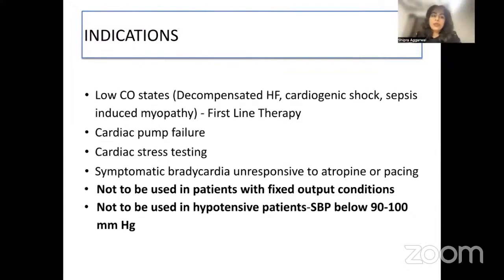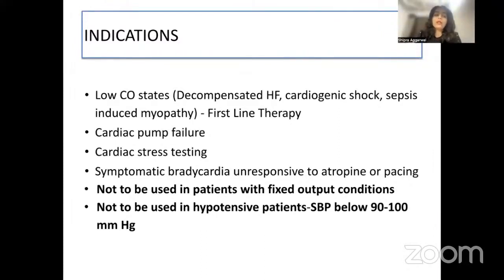Now, the indications for the dobutamine is that it has become the first line therapy in the low cardiac output states like cardiogenic shock, decompensated heart failure, and sepsis-induced myopathy. It is because it's an inodilator. So it will result in increased inotropy and chronotropicity along with vasodilation. The other most important feature or indication of dobutamine will be cardiac stress testing.